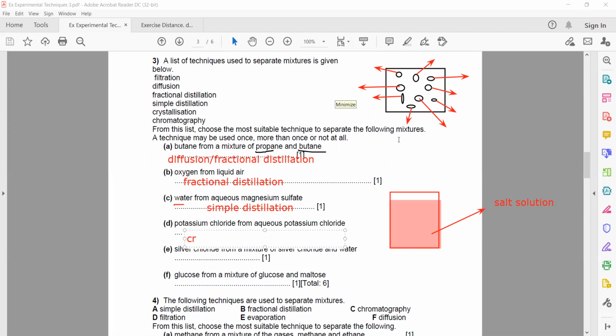Fractional distillation, Abdullah, is used normally for two or more miscible liquids. But here you have water and the salt. Salt is solid, which is dissolved, and you need water out from that. That's why it is simple distillation. So if you want a liquid from a solution, a salt solution, then it is simple distillation.